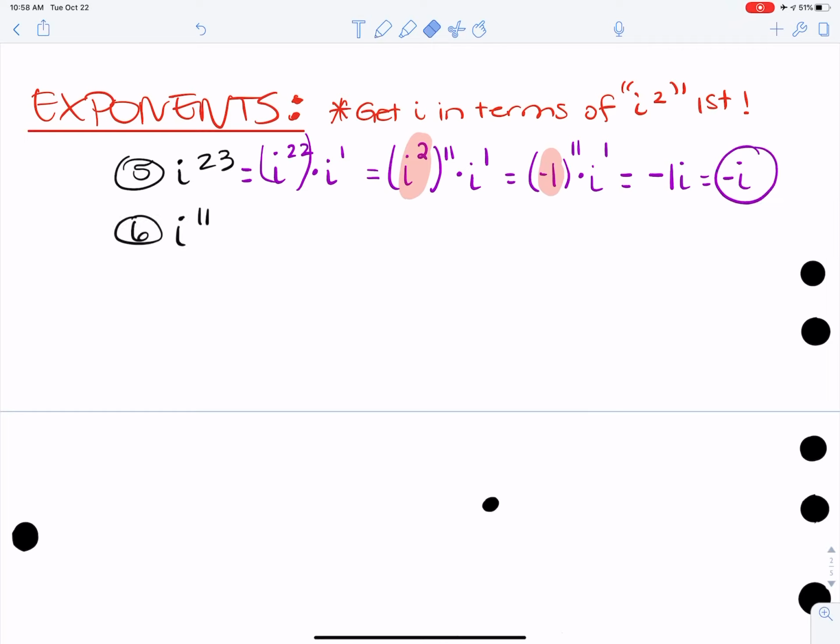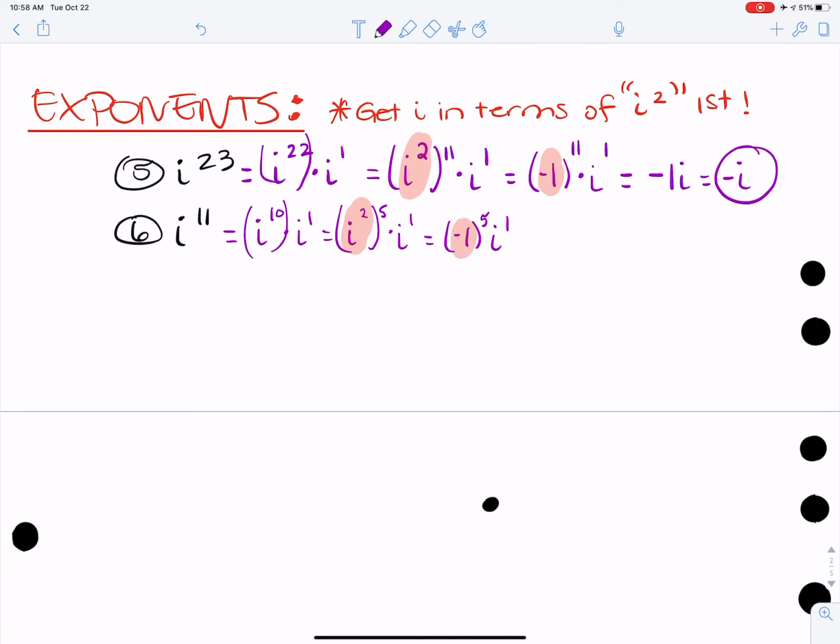Let's do another one. i to the 11th. All right, we want to think of a multiple of 2. Our first multiple of 2 is 10. That's the closest one to 11. And now we want to rewrite i to the 10th so that that's technically i to the 2nd times whatever number multiplies to get 10. And that's 5 times i to the 1st. And look at that. There's that i squared. And so i squared is the same as negative 1 to the 5th, times i to the 1st.